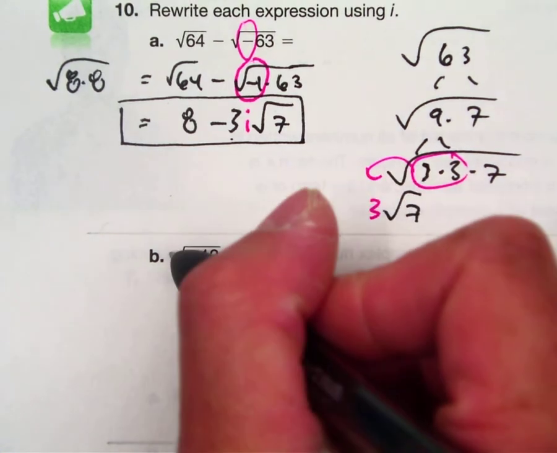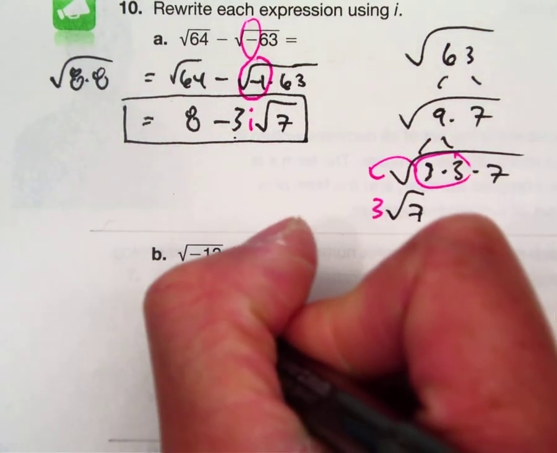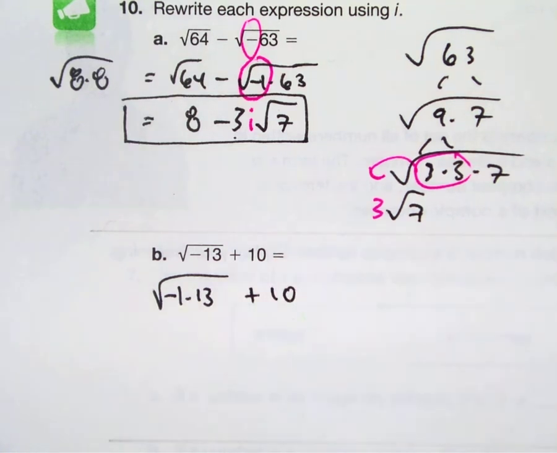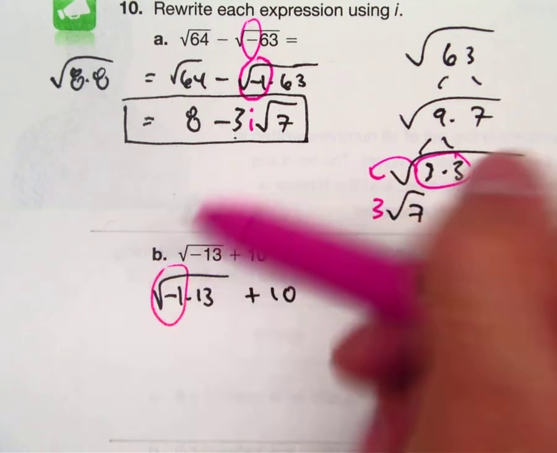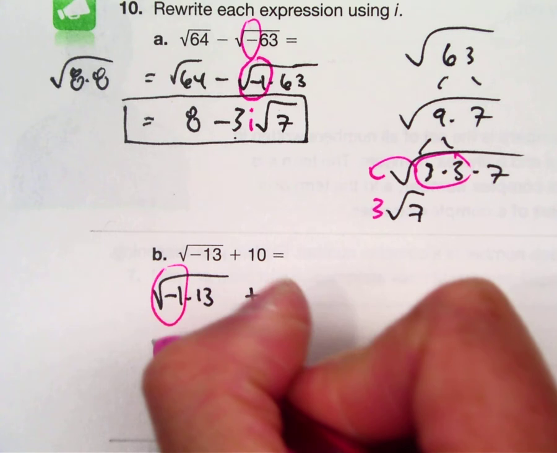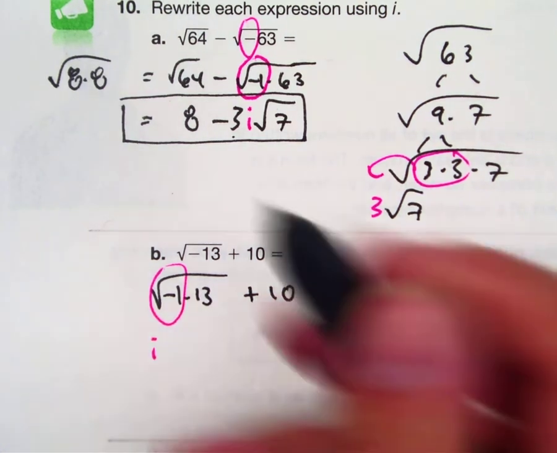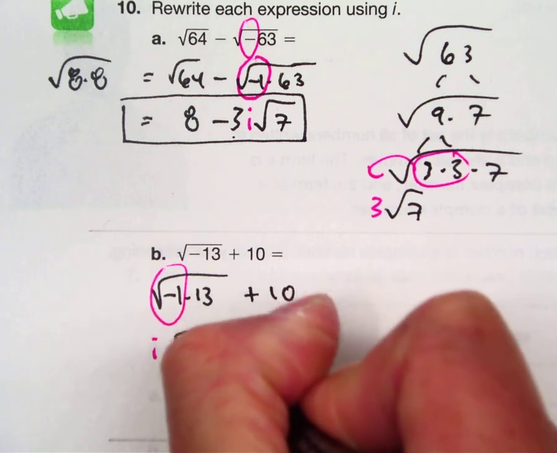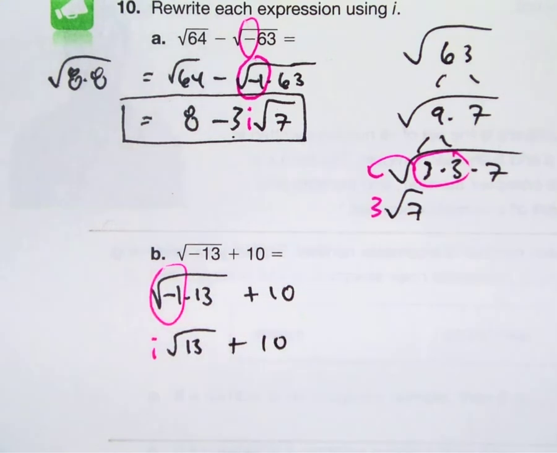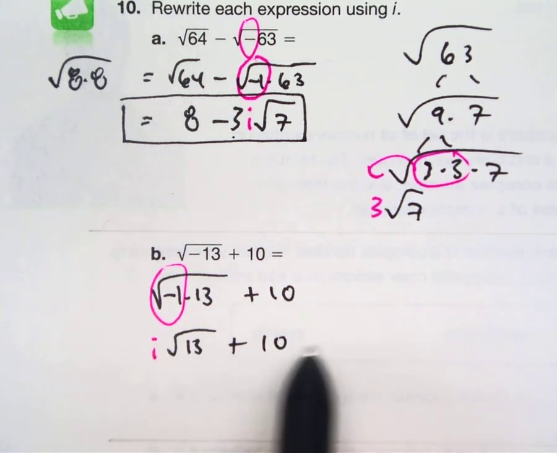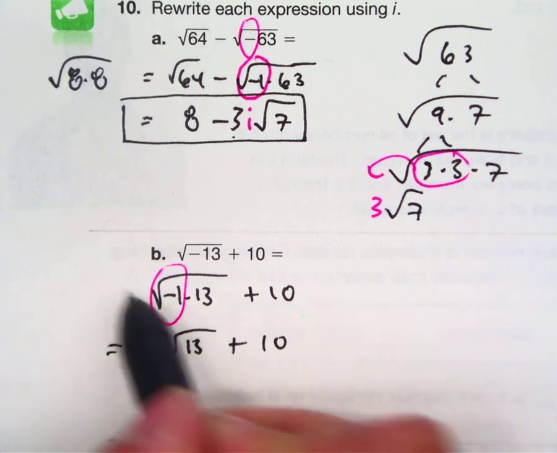I have the square root of -13, so I'm just going to rewrite this as the square root of -1 times 13, plus 10. Class, what's the square root of -1? And can you simplify the square root of 13? It's a prime number. So I have i radical 13 plus 10. Now you might be tempted to add these, and that would be incorrect. Remember, this has a radical sign and this has no radical, so this would actually be your answer.